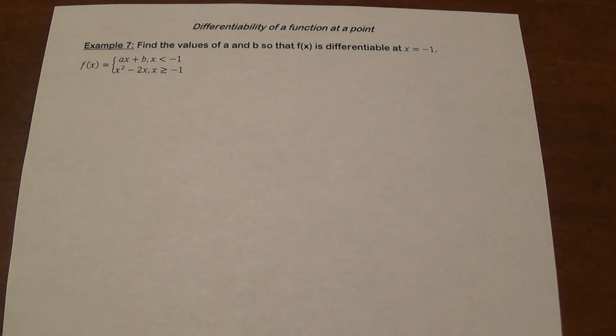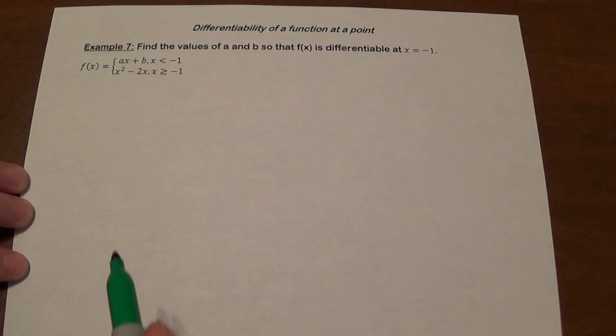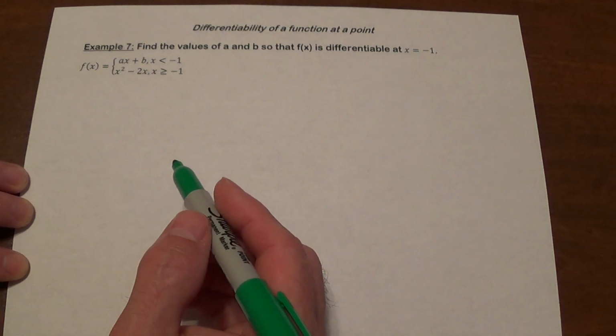We want to find values of a and b so that f of x is differentiable at x equals negative 1. So what we have here is a line. The first equation is a linear equation, the second one is a parabola, so we want them basically, in plain terms, to join together, and we also want them to have a smooth transition from one to the other.